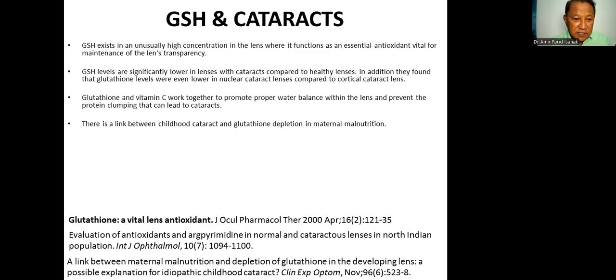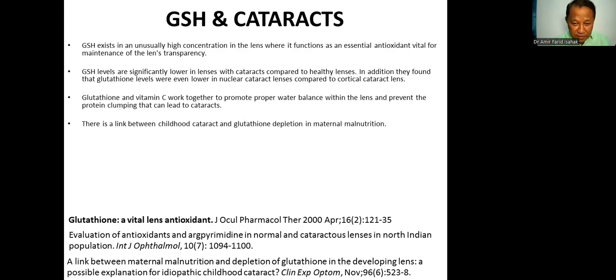Okay, glutathione and cataracts. Glutathione exists in an unusually high concentration in the lens, where it functions as an essential antioxidant vital for the maintenance of lens transparency. Take note: it is glutathione that maintains the transparency of your lens. So those people that end up with cataracts over the long term, that means you didn't have enough glutathione. Glutathione levels are significantly lower in lenses with cataracts compared to healthy lenses. In addition, the researchers found that glutathione levels were even lower in nuclear cataract lenses compared to cortical cataract lenses.